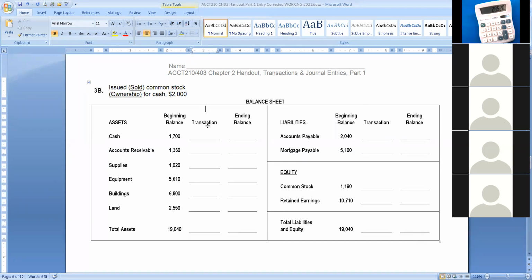Well, if you sell anything, what happens to your cash? Does it go up or down, if you sell something? I think it goes up. Yeah, if you sell something, you're selling it to somebody else. So somebody else gets something and they'll give you cash for it. So in this case, they're giving us cash, 2,000 for our stock. We sold them some of our ownership of the company. So our cash is going to go up 2,000.